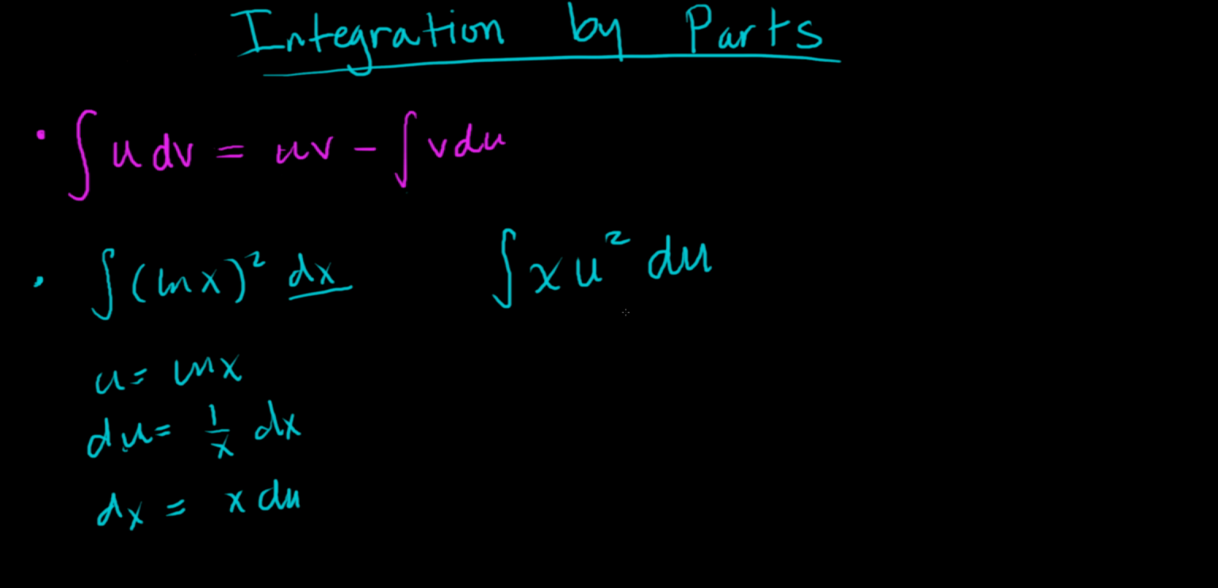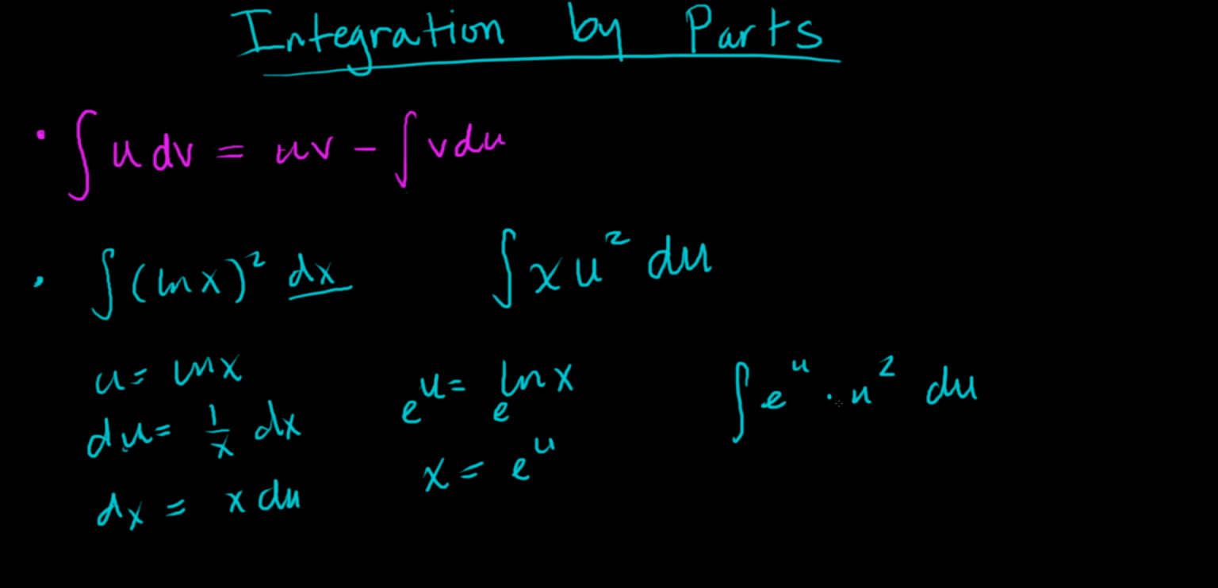And that appears to be a problem, but actually we can solve it by solving for what x is in terms of u. If u is equal to ln of x, and we want to solve for x in terms of u, well, we have to take the anti-log of both sides. So essentially, if you raise e to both of those powers, you get that x is equal to e to the u. And so substituting that in, we come up with this integral: the integral of e to the u times u squared du.